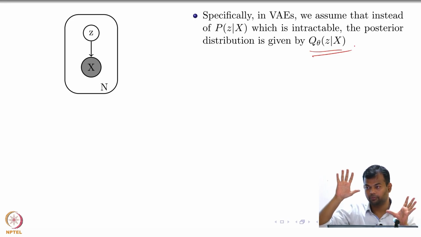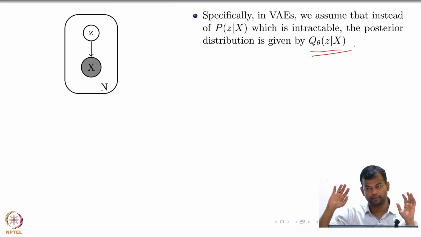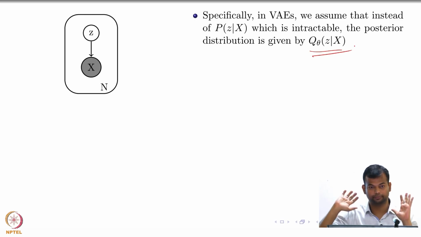and now I'm going to set up an optimization problem. What should be the goal of that optimization problem? What are the parameters of that optimization problem? Theta. Okay, that's one thing that is clear. What should be the objective function?